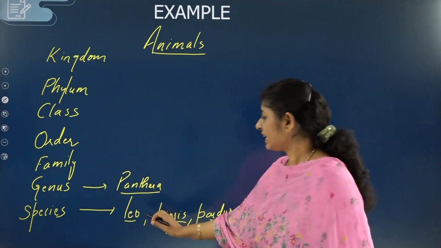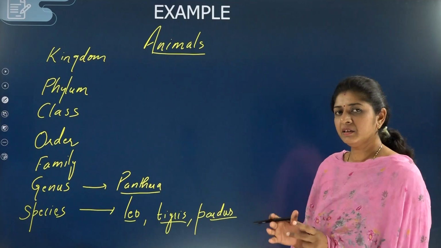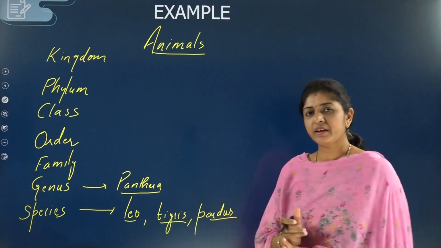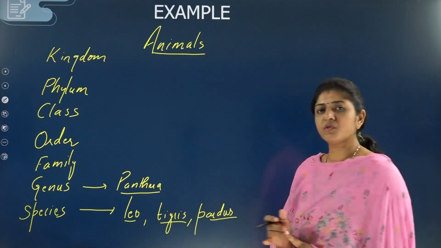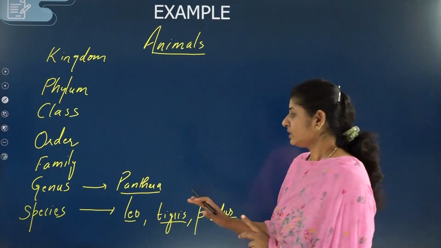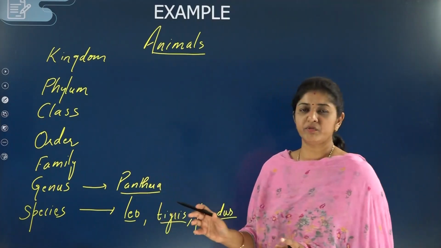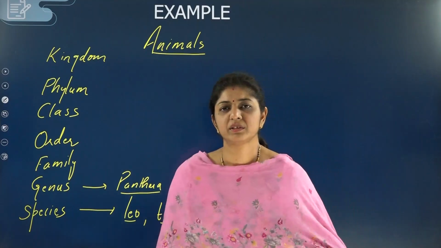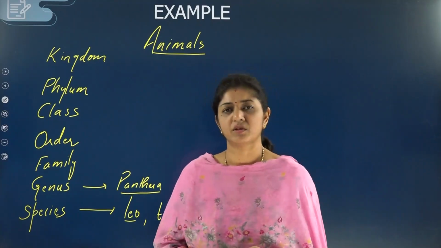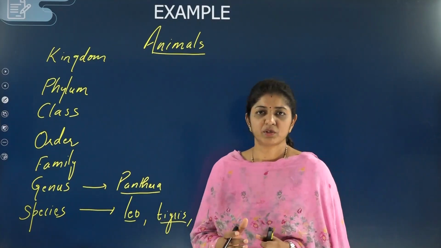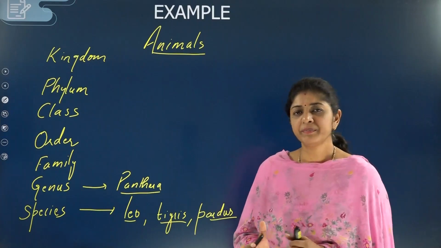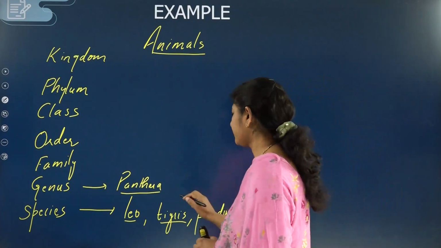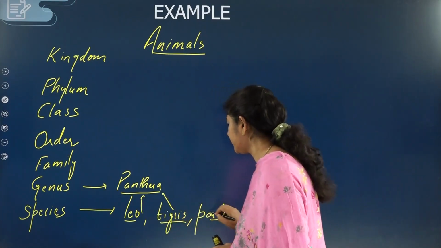Can I say Panthera leo is the scientific name of lion? Panthera tigris is for tiger. Panthera pardus is for leopard, right? So this is again a polytypic genus. If I take the example of Homo sapiens, Homo has only one species, sapiens. So it is monotypic, right? Okay, now Panthera means these three come under Panthera.